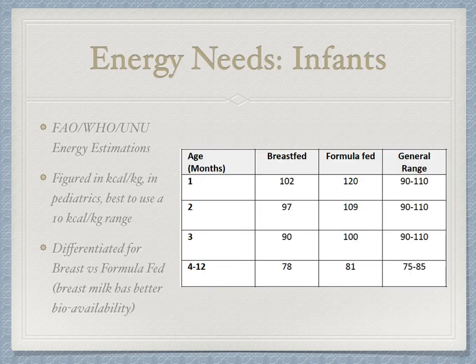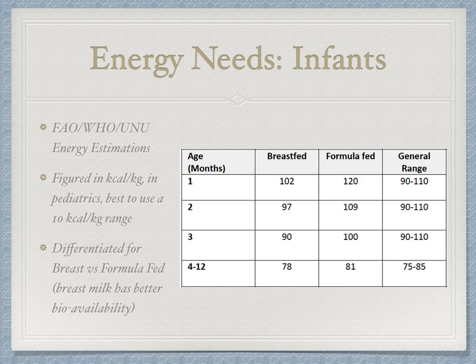For infants, we are going to use the FAO, WHO, and UNU recommendations for estimated needs. This is figured in calories per kilogram in pediatrics and best used on a 10 kcal per kilo range. You'll notice there's a slight difference between breastfed and formula-fed babies, and that's because breast milk has a better bioavailability. You're welcome to use the general range. That's perfectly acceptable for infants if you're more comfortable doing that.